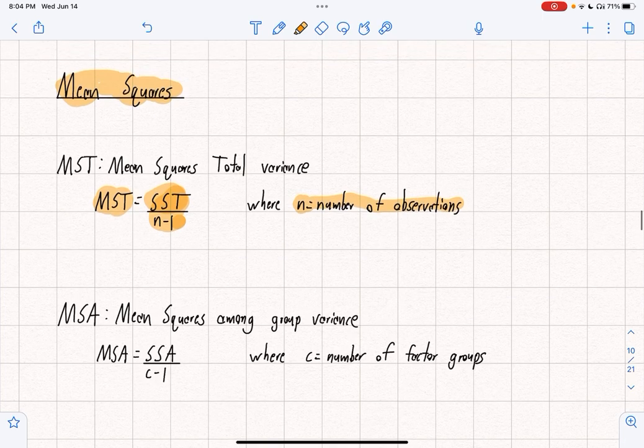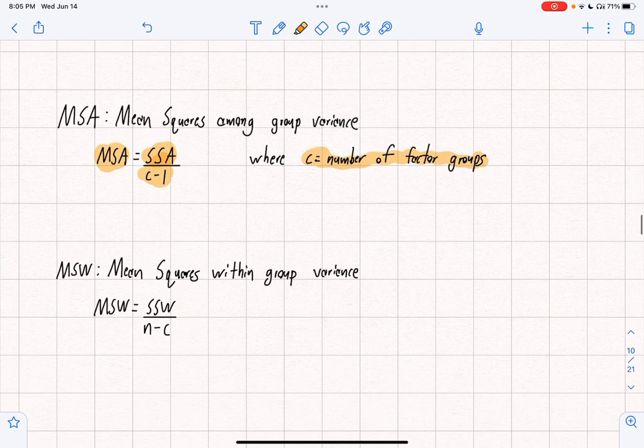Then we have mean squares among group variance. So this is just the average variance across groups. So MSA is just going to be the sum of squares among groups divided by c minus 1. Again, c is the number of groups in each factor. So in our example, we would have taken the sum of squares among groups and divided by 3, because we had 4 levels of the factor. 4 minus 1 is 3.